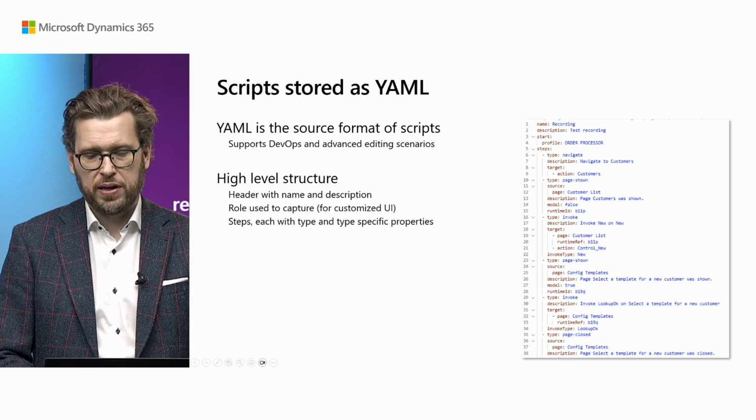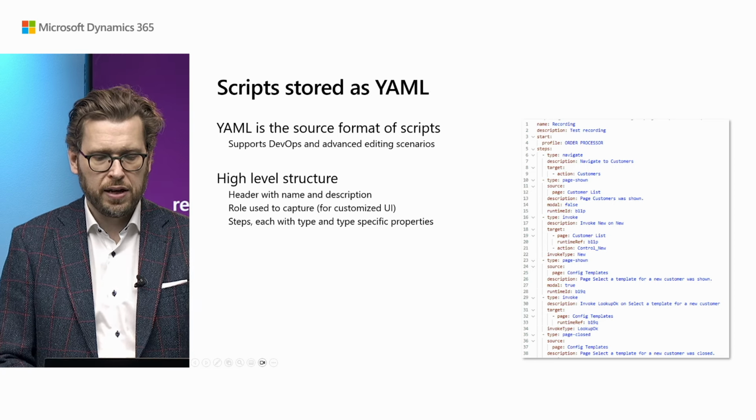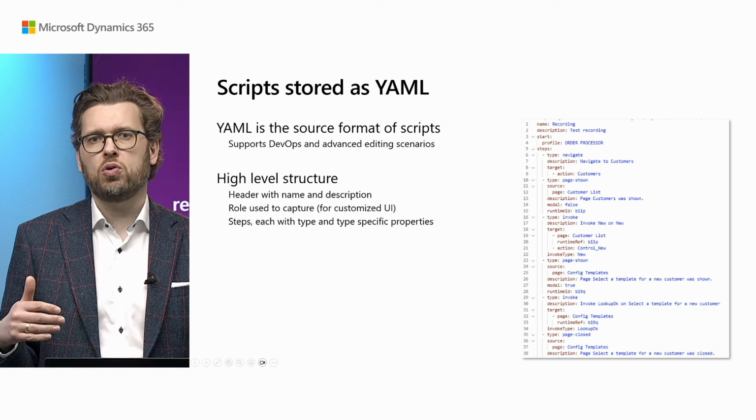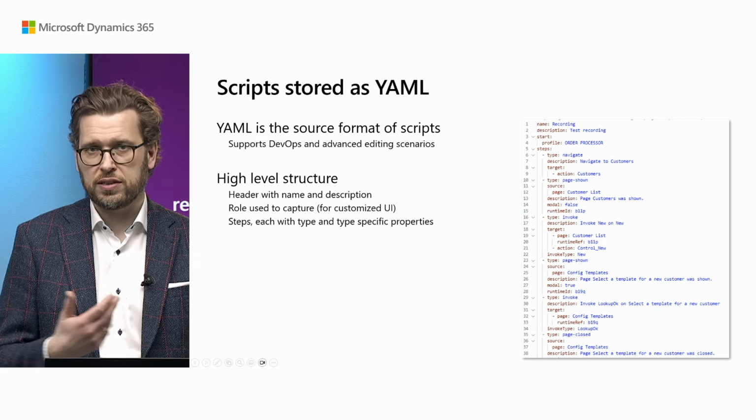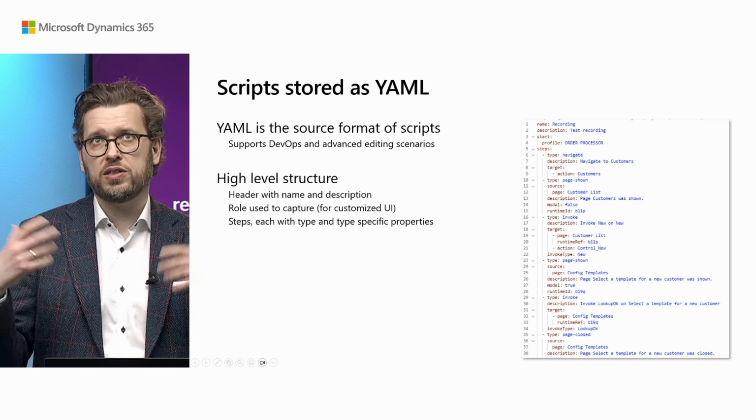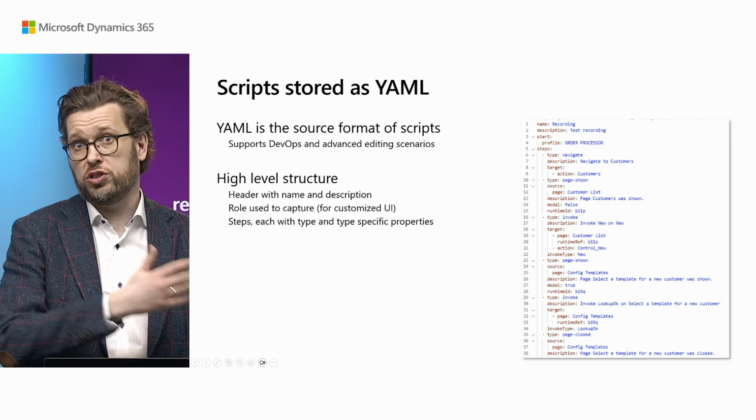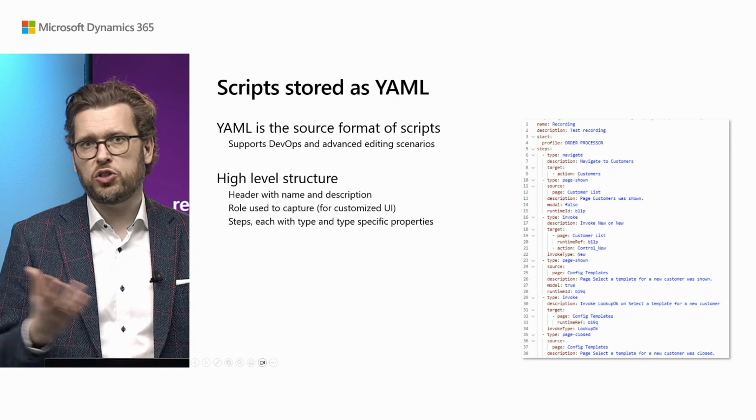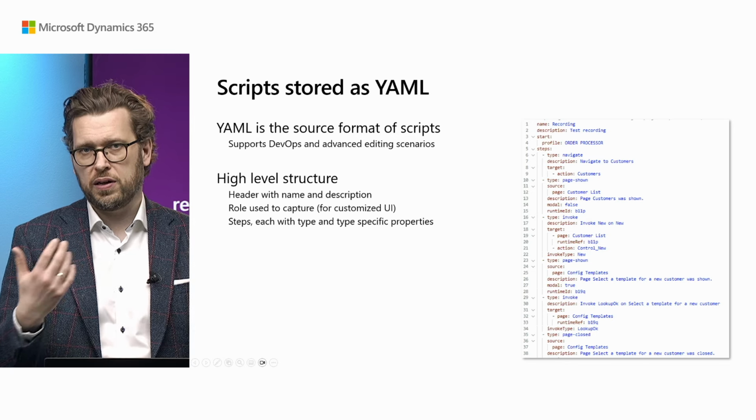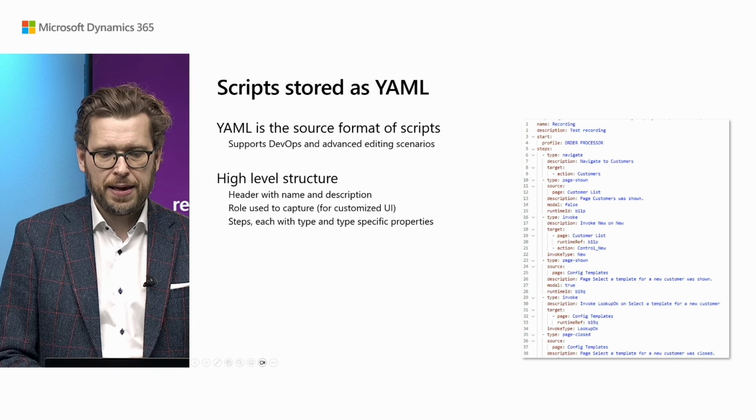I have an example here of a script, and the high-level structure of the script is that there's a header with the name and the description of this. Then we capture the role that is being used to record the script. We do that because everything is reliant on the controls. So the script will point to controls in the UI, and whether they show up or not will typically depend on the role, because there can be role customizations. There can also be personalizations, of course.